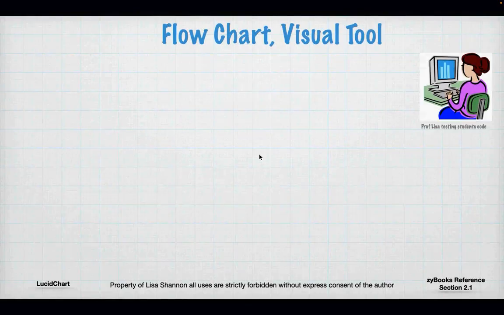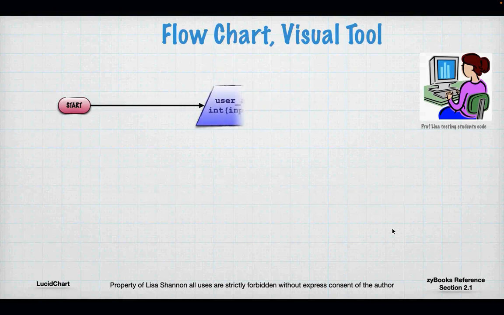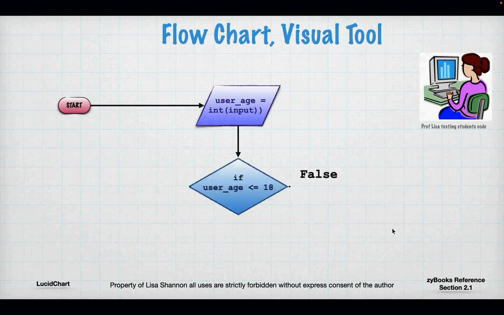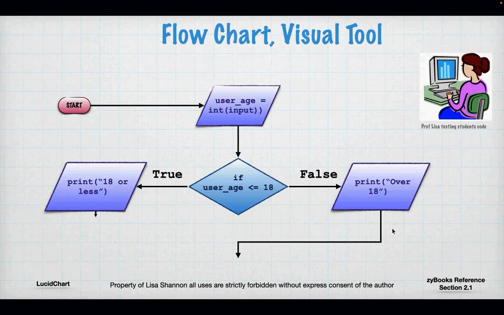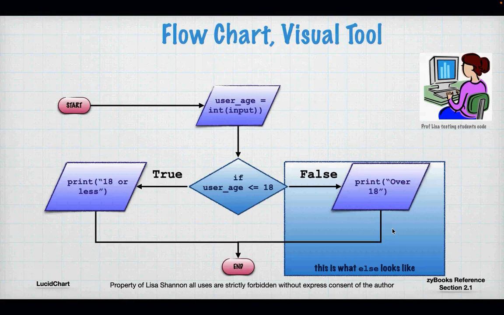Let me do this again, and hopefully it won't go too fast. So we have our start, we have our user input, which is age, we now have our diamond, which is the decision. There are two options for this decision, true or false. False is you print over 18, true is you print 18 or less, and then we're done, either way. So what you see here, false, this is what an else looks like. On the left, true, that is what an if statement looks like.